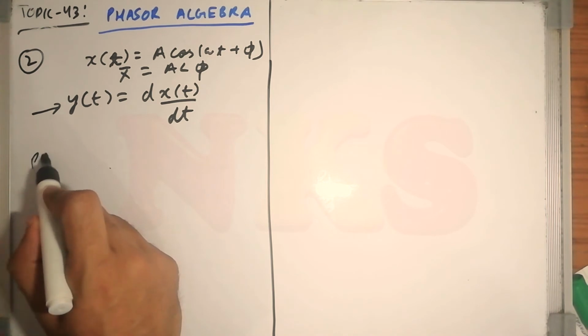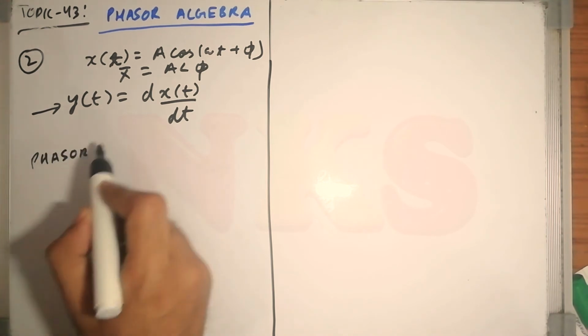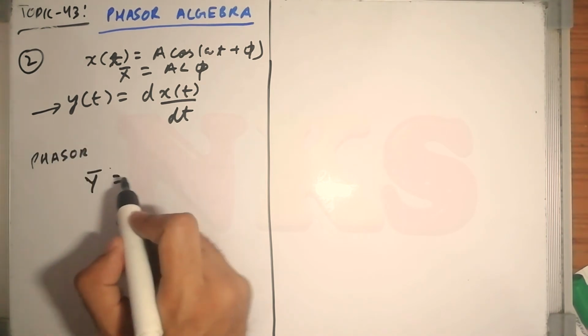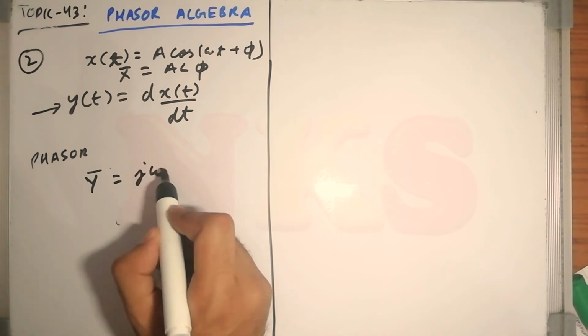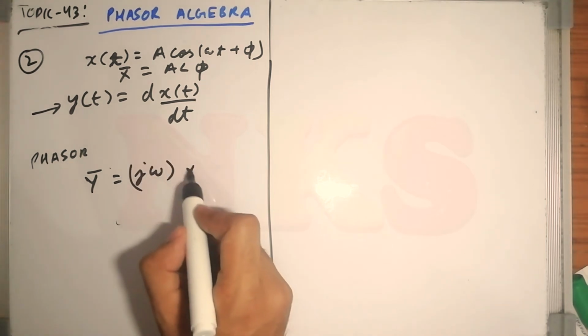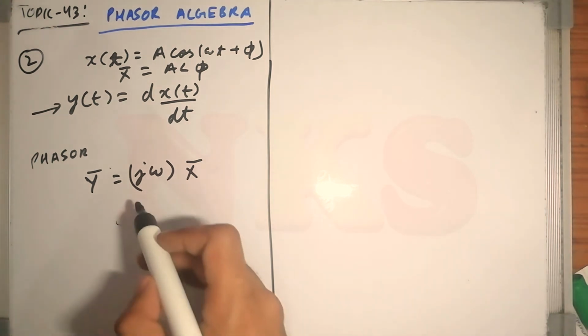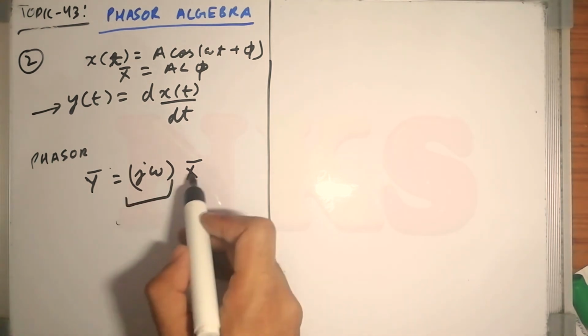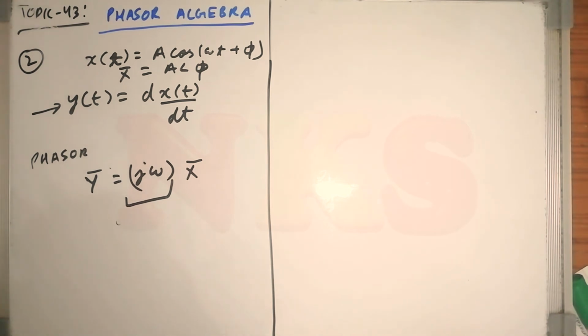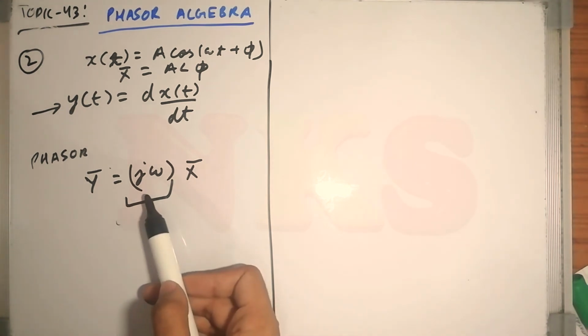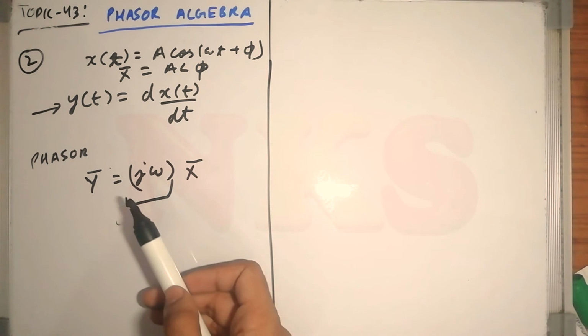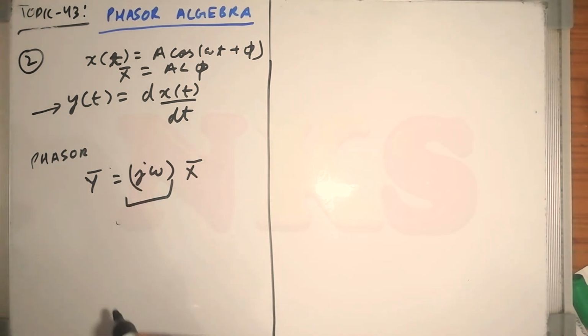So in phasor, y bar will be equal to j omega into x bar. So for differentiation you multiply the phasor by this j omega, and I have told you what happens when you multiply with j. So this is for the differentiation.